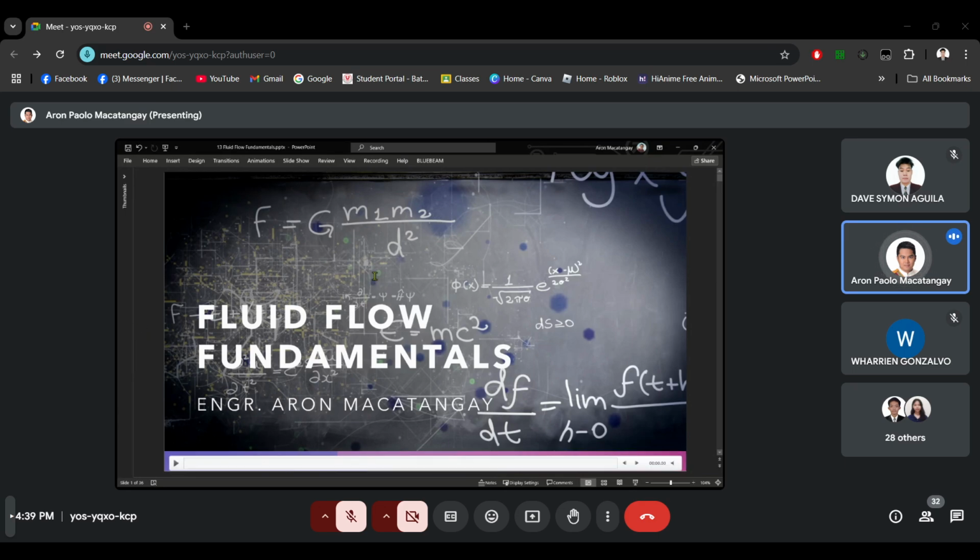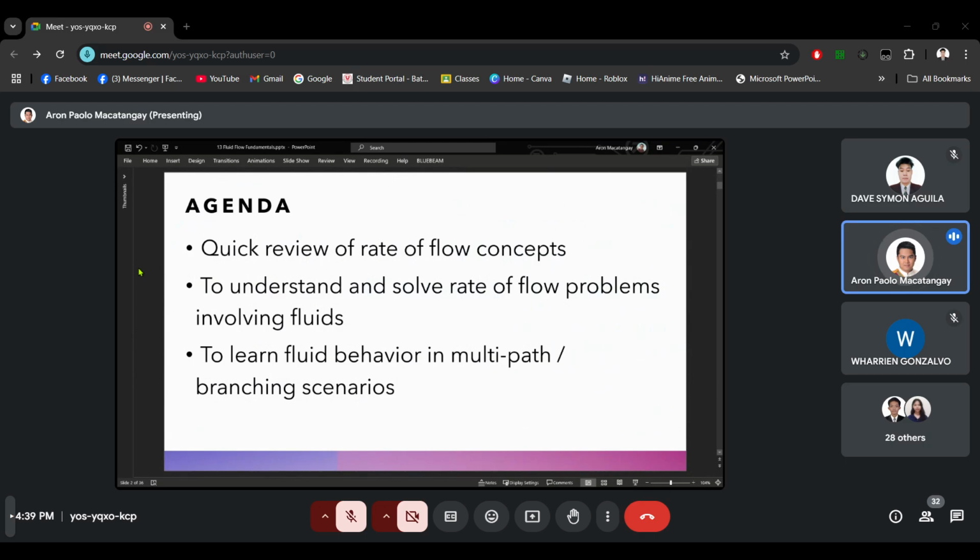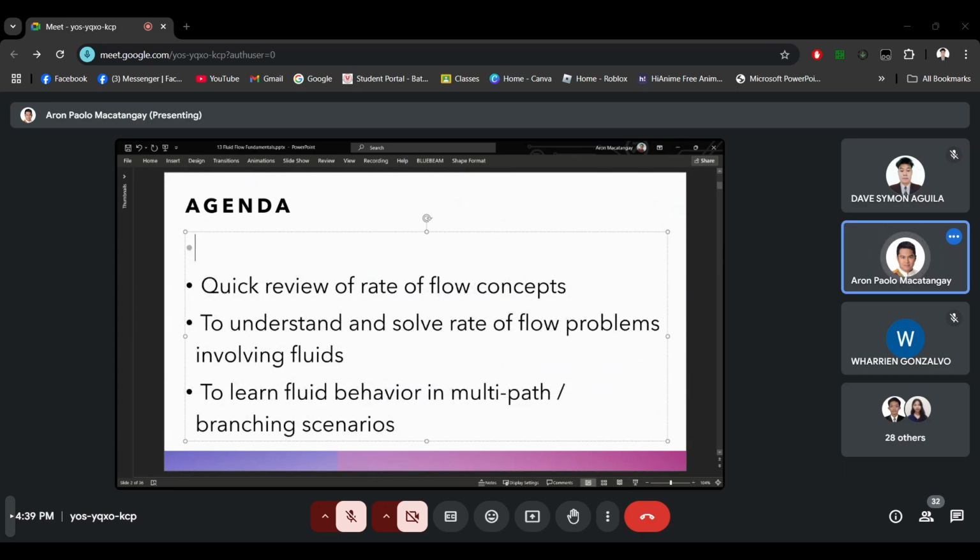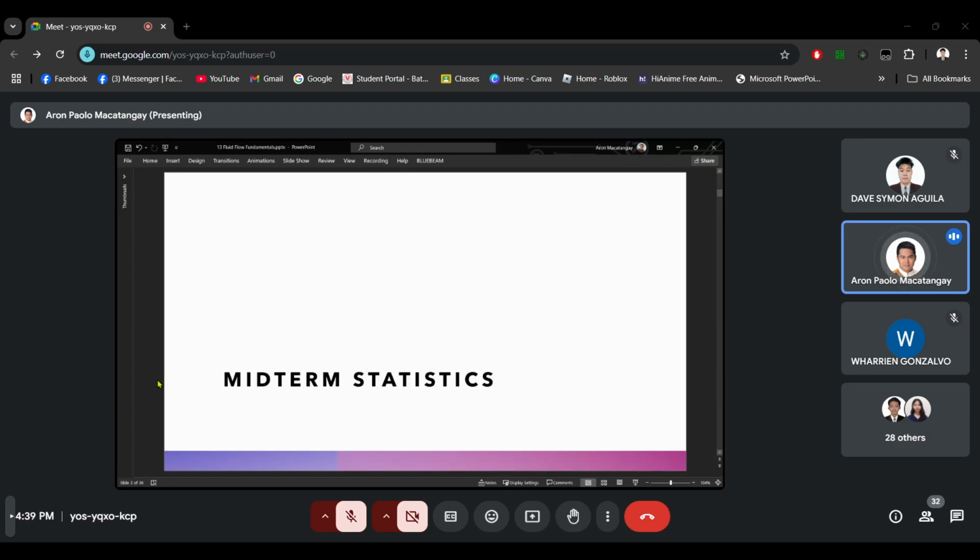But before we dive into that, I want to show the agenda for today. First is to revisit midterm exam statistics. Next is to give you a quick review of the rate of flow concepts. Third is to understand and solve rate of flow problems involving fluids. And of course, fourth is to learn fluid behavior in multipath or branching scenarios. So first is the midterm statistics.